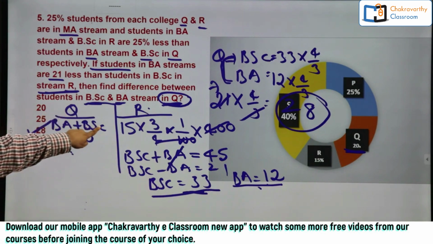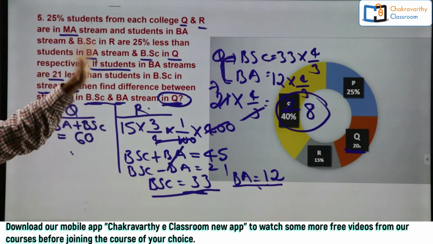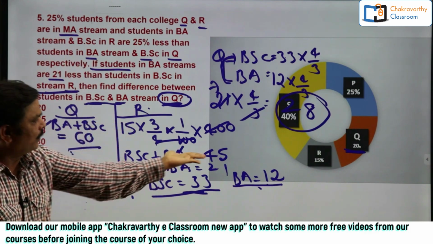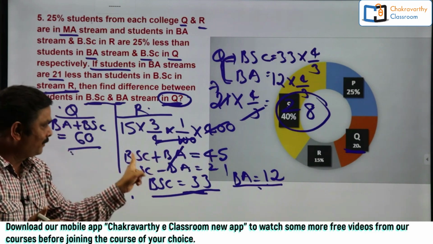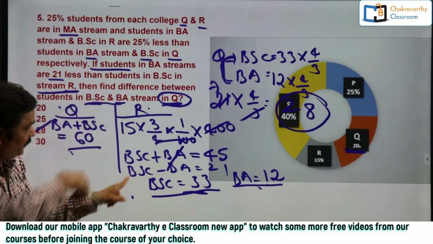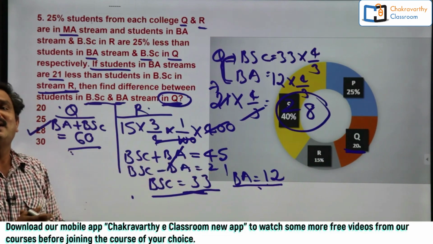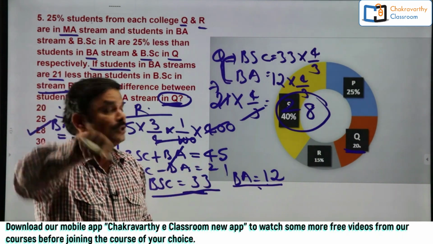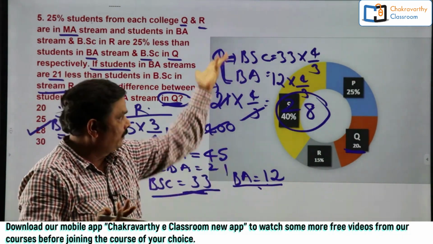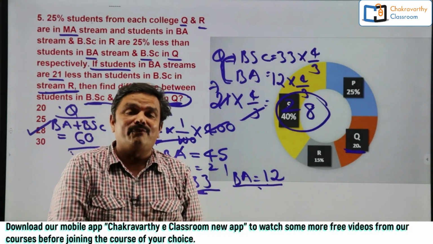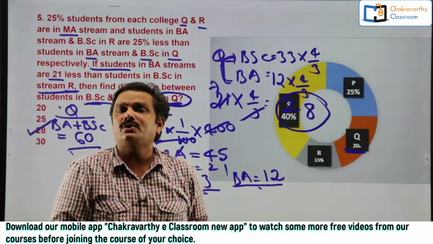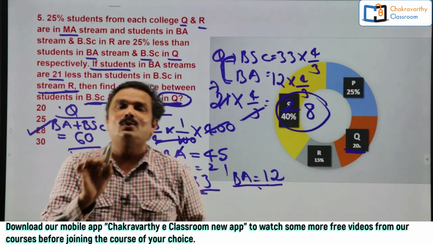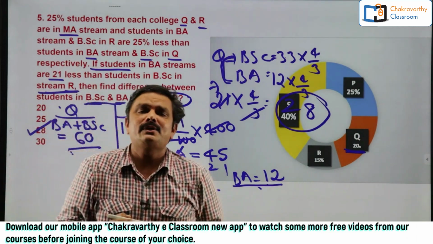So how many BA plus BSc students are there in Q? Directly without writing anything on the paper, this is 60. How many students are there in R? I got this one to be 55. That's nothing but BSc plus BA. They have given the difference between BSc and BA as 21. Using this one, I found out how many BSc, how many BA in R. But my question is based on Q. I found out Q, take the difference, your answer is 28. If you practice well, even this type of question also can be done very, very easily. Got the idea? And this way you have to do this data interpretation questions, students.